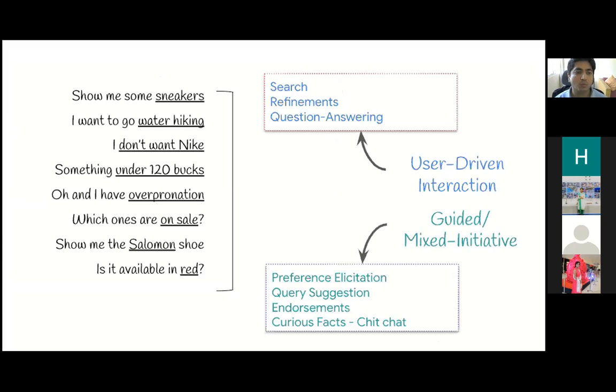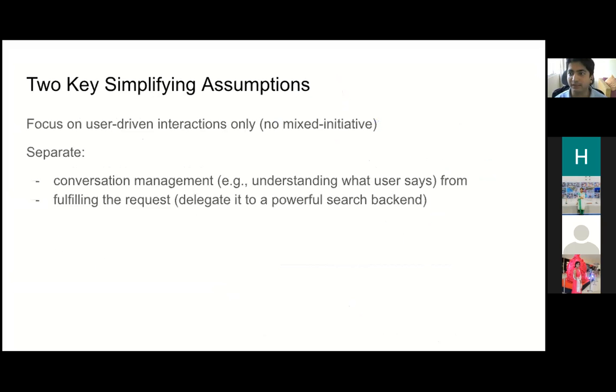In this particular case, given a request for what shoes are available, how do we fetch all that data from our backend, from our databases, get the catalog and answer the query? That part we're going to separate out from the conversation part. The conversation part means understanding what the user is saying, maintaining context of what they had said in the past, and based on that, continuing the conversation.